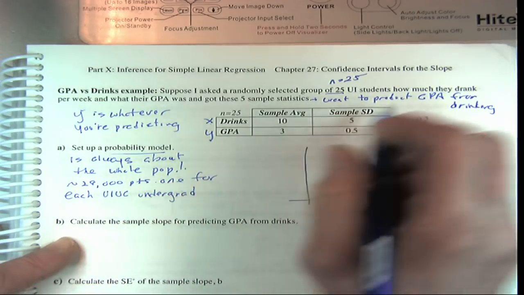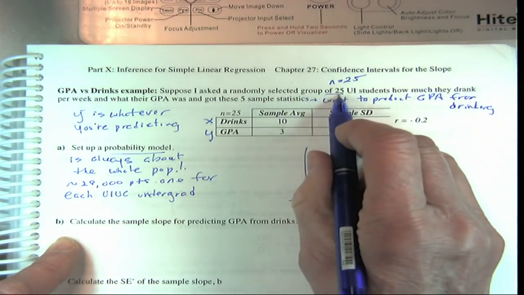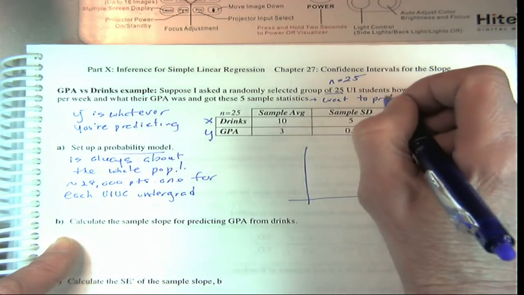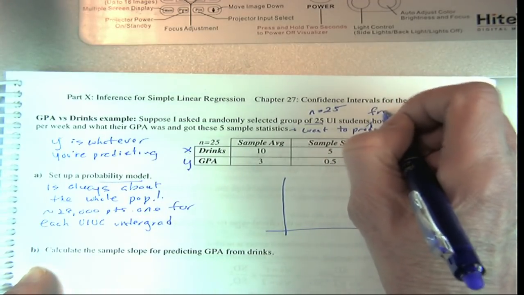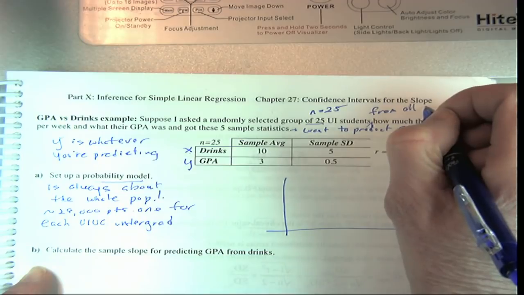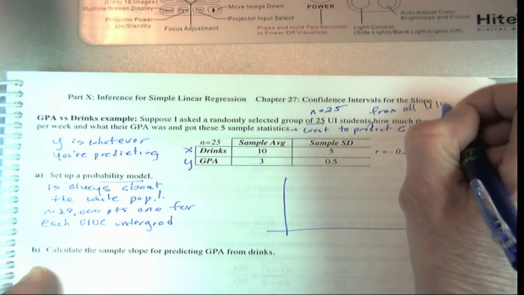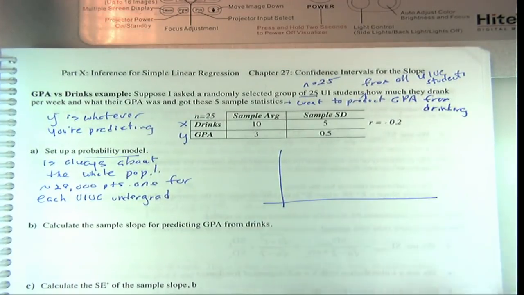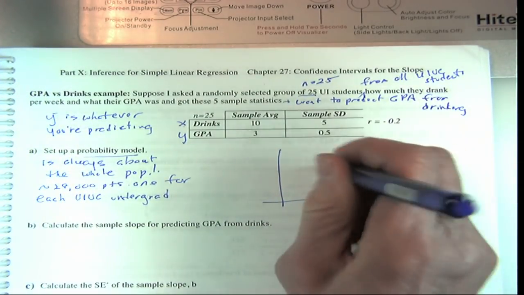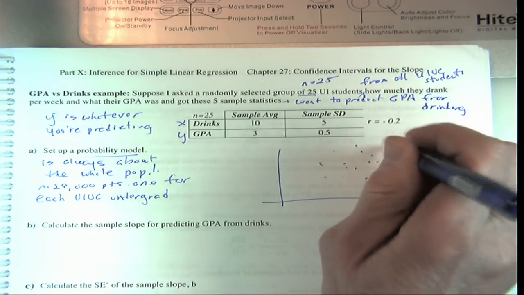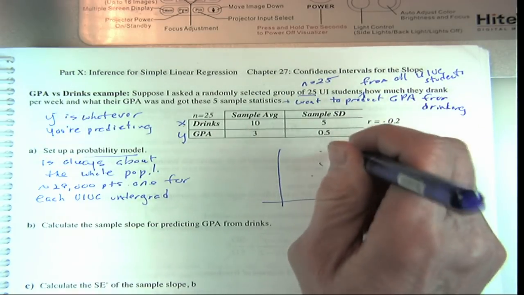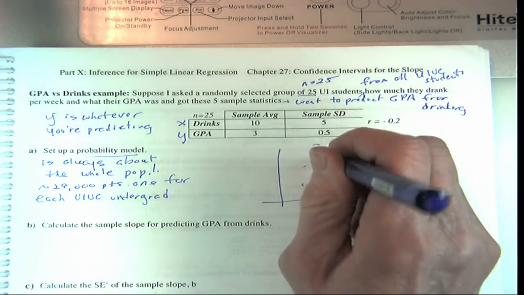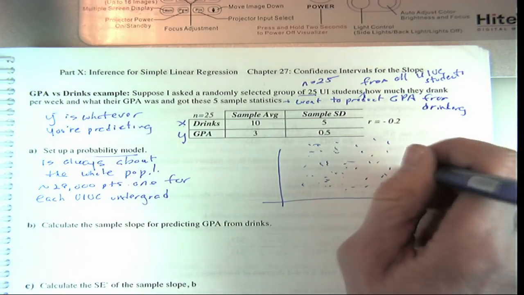If that's who we're randomly selecting, a group of U of I students from all UIUC students. All right, so that's the idea. So you've got these 28,000, and inside here we really don't know. There's just a ton. So now what do we do?